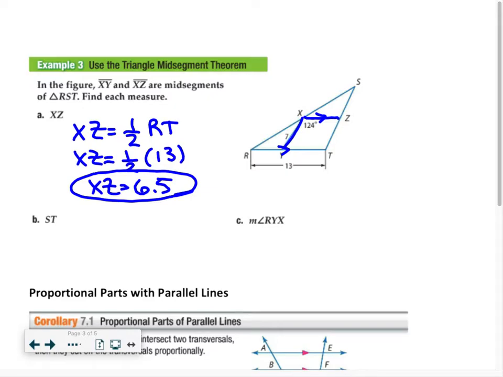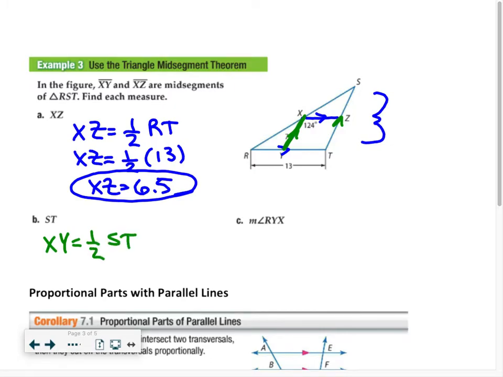Finding the length of ST. So we want to know the length of ST. Well, we don't really have a lot of information about ST, but we do know that this segment XY, I'm going to make it green now, is a mid-segment, so those are parallel. And this is kind of the reverse of the problem we just did, we know that XY is equal to 1/2 of ST.